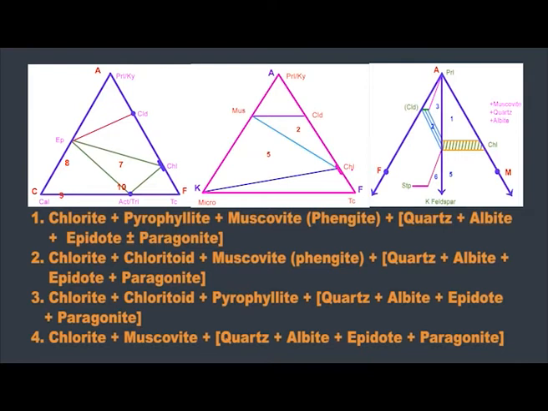Pelitic rocks: number 1, chlorite, pyrophyllite, muscovite, phengite variety along with quartz, albite, epidote plus or minus paragonite. Number 2, chlorite, chloritoid, muscovite along with quartz, albite plus or minus epidote. Number 3, chlorite, chloritoid, pyrophyllite along with quartz, albite plus or minus epidote plus or minus paragonite. Number 4, chlorite, muscovite along with quartz, albite, epidote plus or minus paragonite.